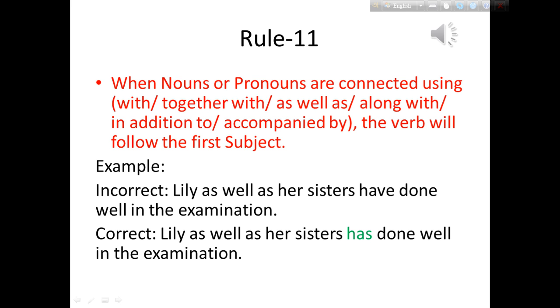But according to our rule, whether the two subjects are connected together with the very words with, together with, as well as, along with, in addition to, accompanied by, we have to follow the first subject to maintain the verb. So the correct sentence will be, Lily as well as her sisters has done well in the examination, because the first subject Lily requires the very verb has, because it is a third person singular number.